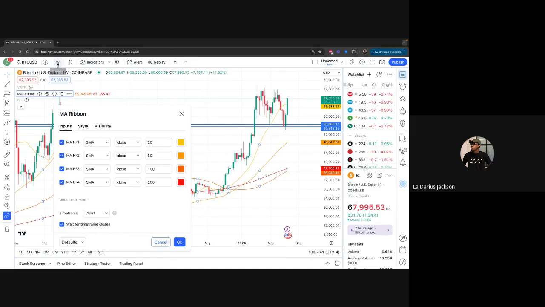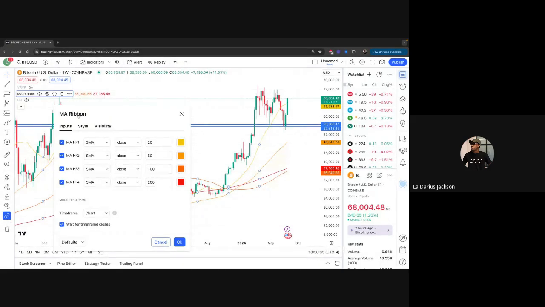So if I change this to a day, right? If I switch this back over to a day chart, that is 20 days, 50 days, 100 days, 200 days, right? So anytime you change this, even if I change it down to 1 minute, that is 20 minutes, 50 minutes, 100 minutes, 200 minutes, right? And again, the MA ribbon is a ribbon of moving averages.